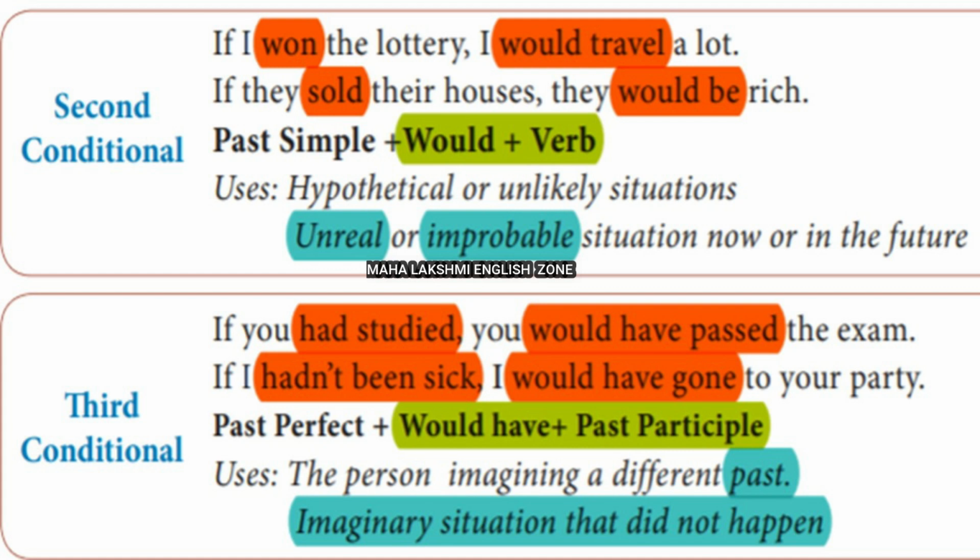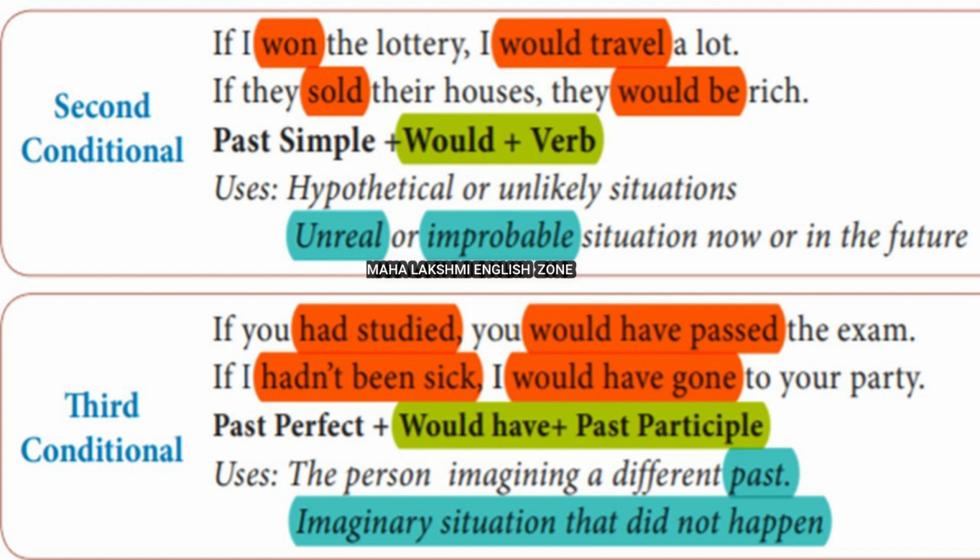Third conditional. If the verb in the if clause is past perfect. Past perfect is the third form of the verb. For example, sing, sang, sung. So sung is the past perfect. Swim, swam, swum. So swum is the past perfect. The third form of the verb we say past perfect.